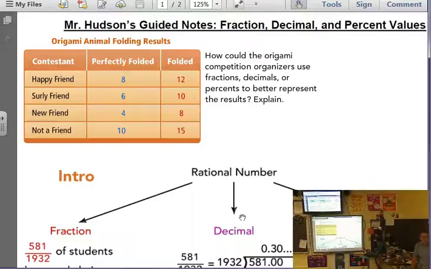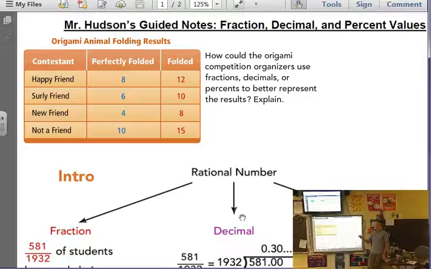Hey, Joe, you with me? We give them a certain amount of time to fold their origami, and not everyone folds the same amount of origami. You've got your happy friend, your surly friend, some new friend that you just met, and somebody you don't know. They're not your friend yet. So, your happy friend folded 12, Surly 10, 8, 15. But they all have different amounts that got folded perfectly. So your happy friend folded 8 out of 12 perfectly. Your surly friend folded 6 out of 10 perfectly.